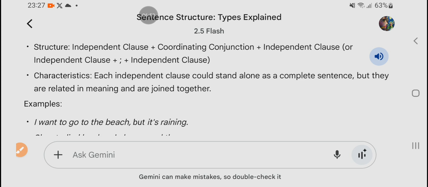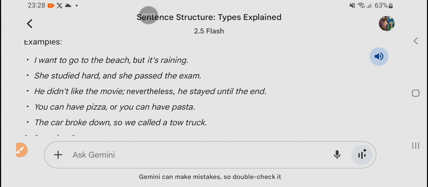So that is the structure, and the characteristic is that each independent clause can stand alone as a complete sentence, but they are related in meaning and are joined together. Why related? I want to go to the beach, but it is raining. Both are connected, meaning your going to the beach is dependent on the rain. She studied hard. She passed the exam. Because she studied hard, that's why she passed the exam. However, both sentences are independent but related to each other.